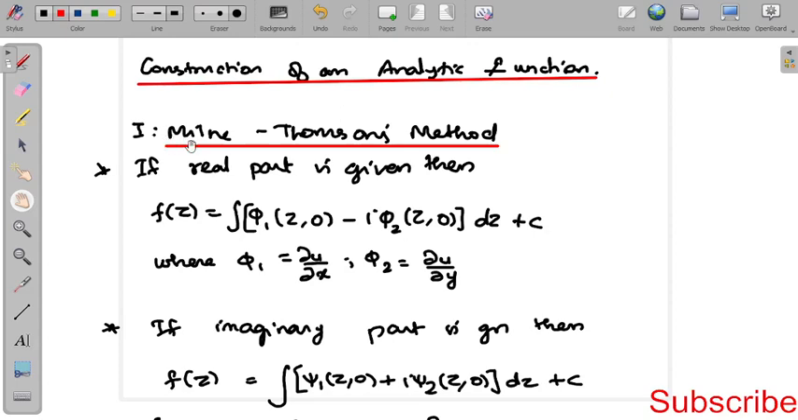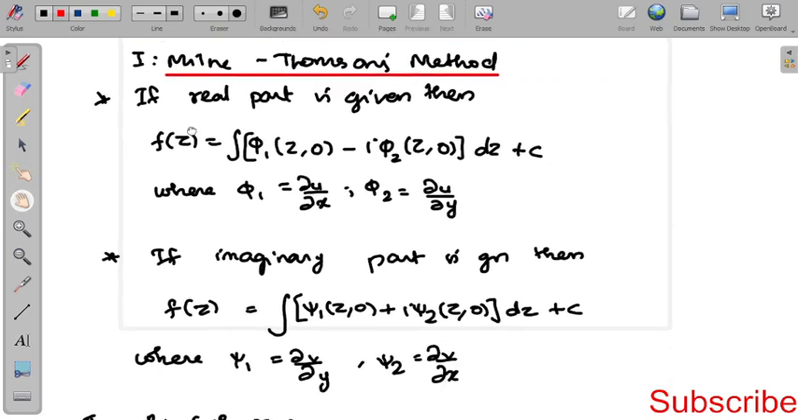Students, today we can see some problems and results relating to how we can find the analytic function. So here you can see the Milne-Thomson method. One of the methods is the Milne-Thomson method.